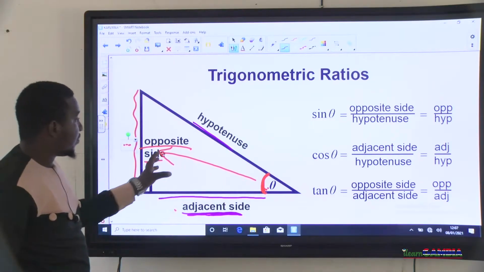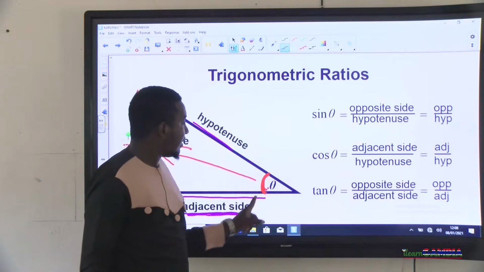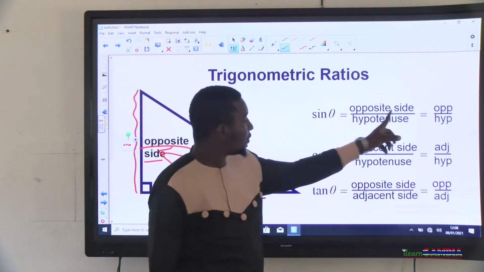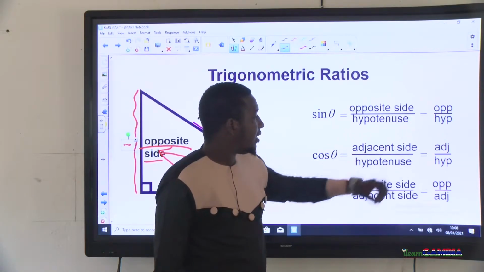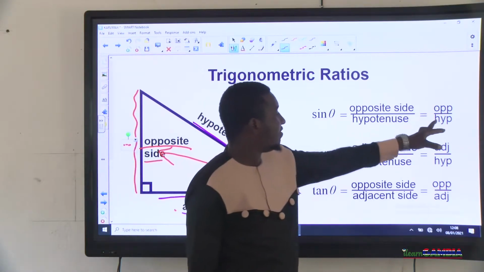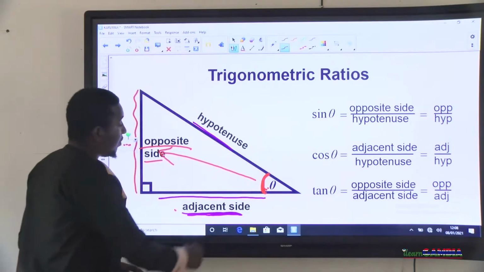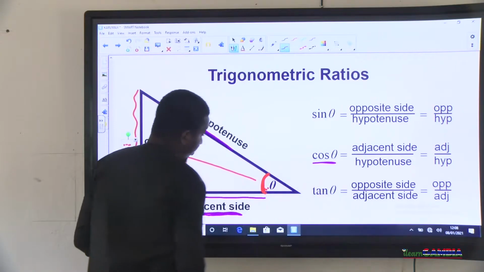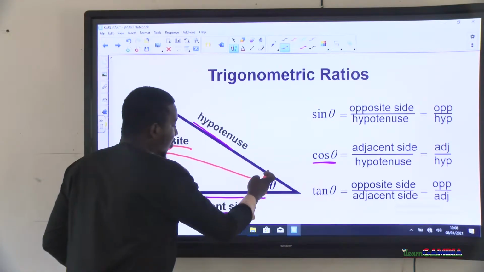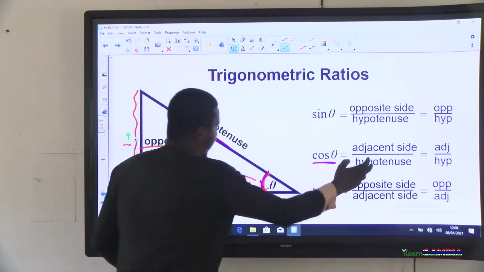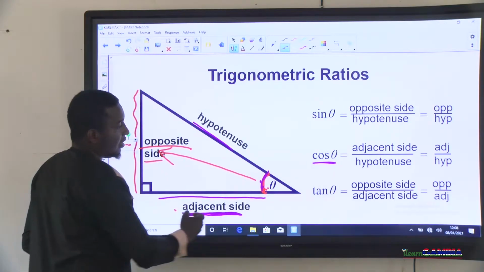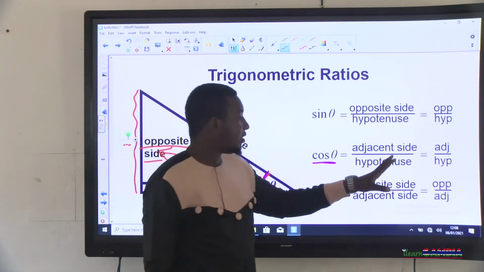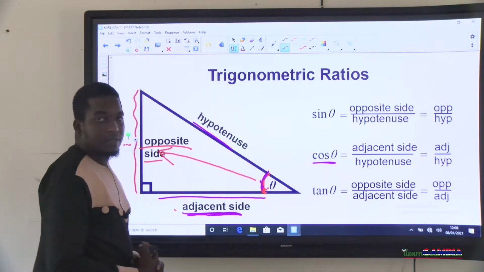So that will give us the formula. Sine theta, if you are looking for the sine of this angle, sine theta is equal to opposite side divided by the hypotenuse. That is the formula for sine. Now, if we are using cos, cos of the angle theta is equal to the adjacent of that angle divided by the hypotenuse. So cos is going to give us adjacent divided by the hypotenuse.